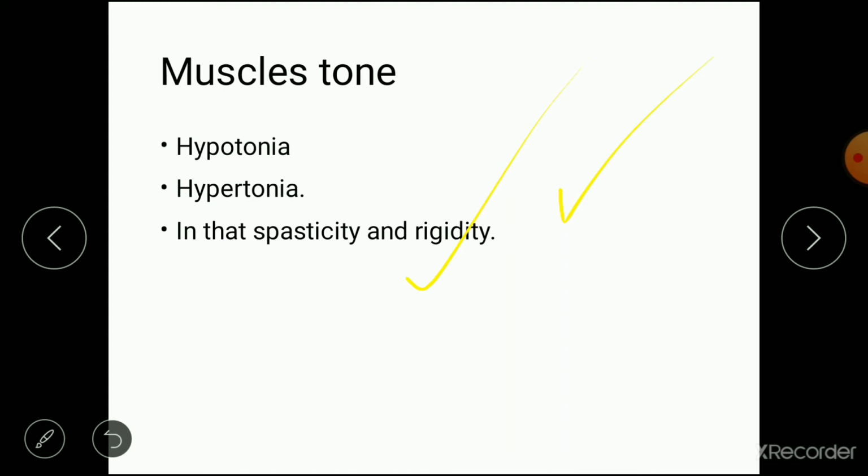Hypertonia means increased tone in the muscle, and hypotonia, which is basically seen in the LMN type of lesion, is a decrease in the muscle tone. So these are the components of muscle tone.